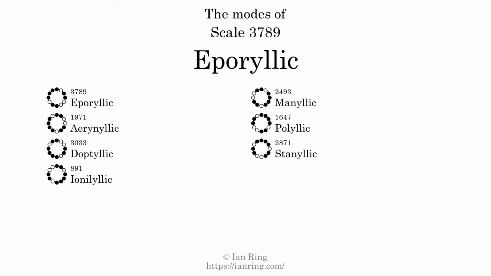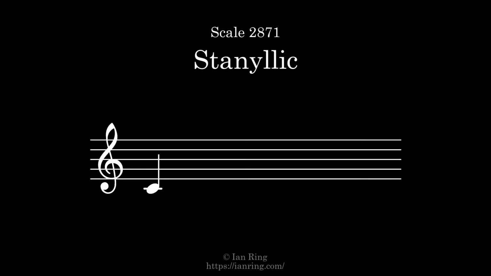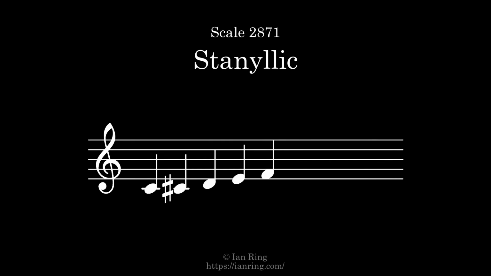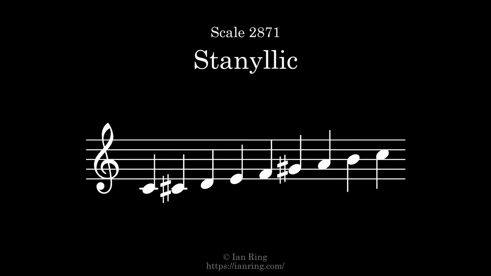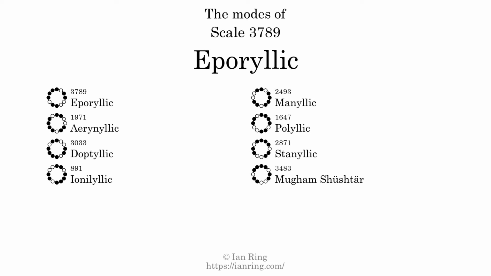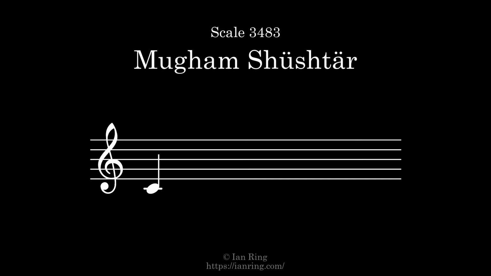The seventh mode is scale 2871, also known as octatonic. It sounds like this. The eighth and last mode is scale 3483, also known as Mugham-Shushtor. It sounds like this.